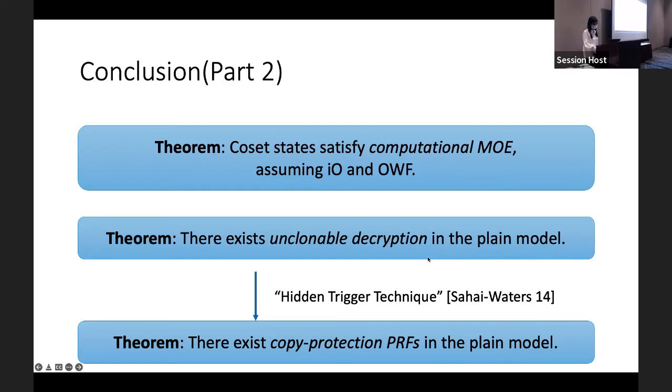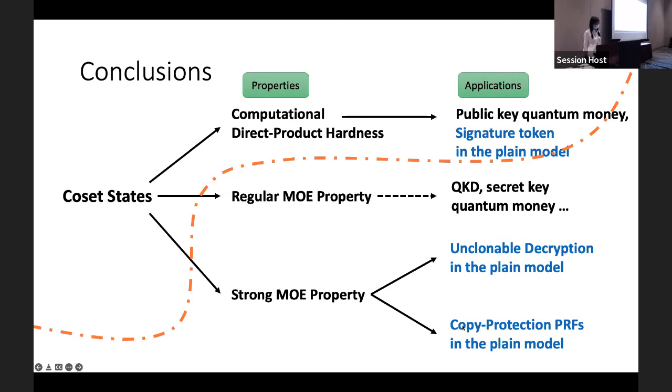And okay, let's give a conclusion for the larger picture. So we have talked about the two main properties of Coset states. They take the good sides of both subspace states and BB84 states, and make them publicly verifiable in the plain model.